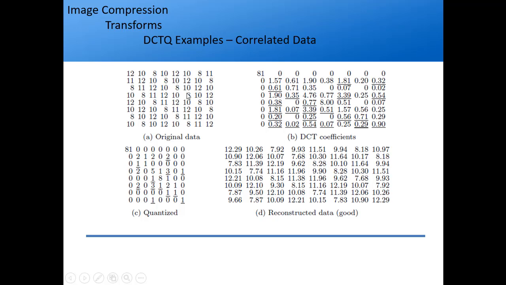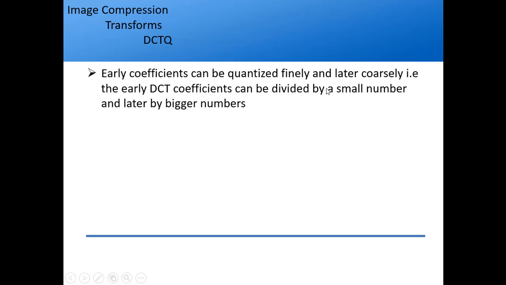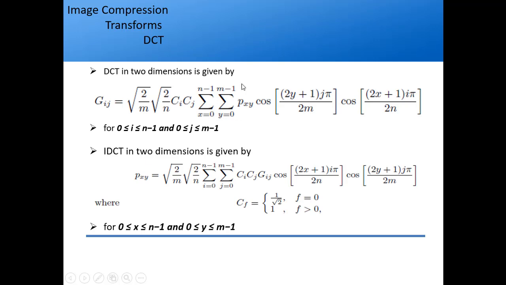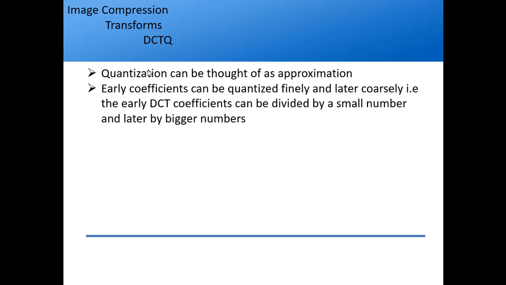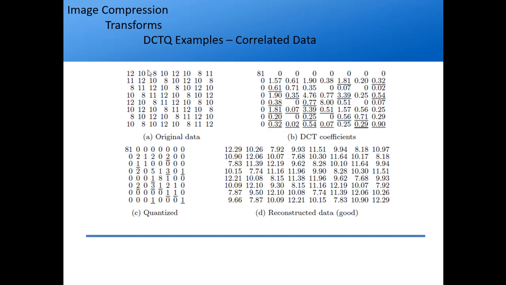Applying the formula, we get the DCT coefficients. Which formula do we apply? We apply this DCT formula. And this is the IDCT formula. One important thing: it is a two-dimensional formula. Why? Because images are two-dimensional data.